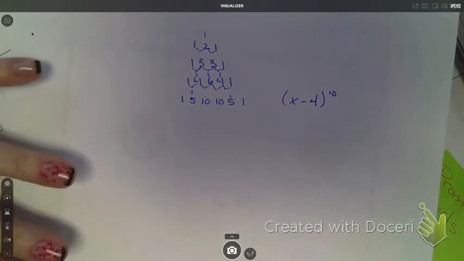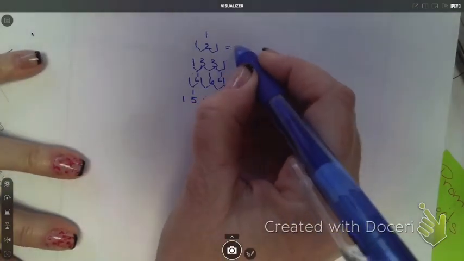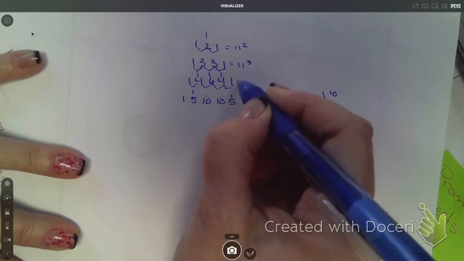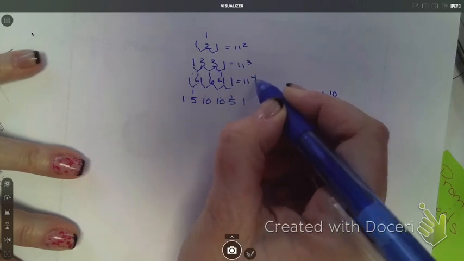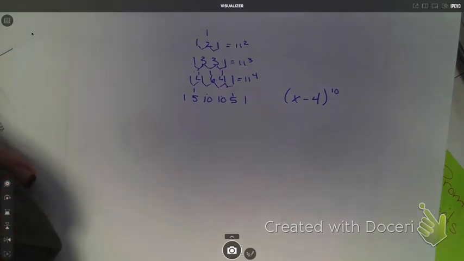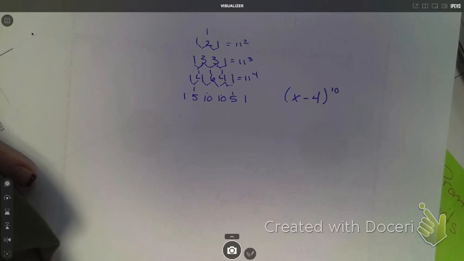But I really think it's weird that this equals 11 squared, this equals 11 cubed, and this equals 11 to the 4th. And I don't know why, but it does. Magic. I don't know. I always say we're witches.